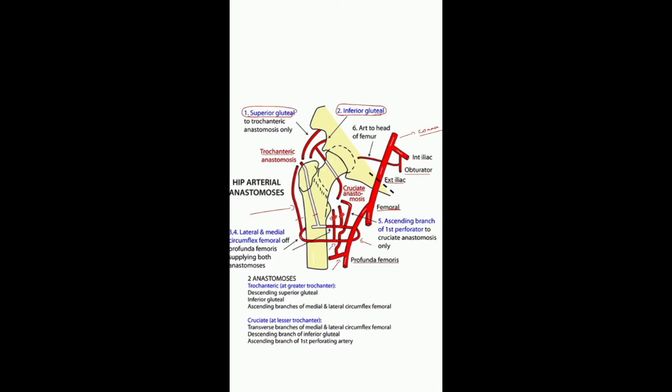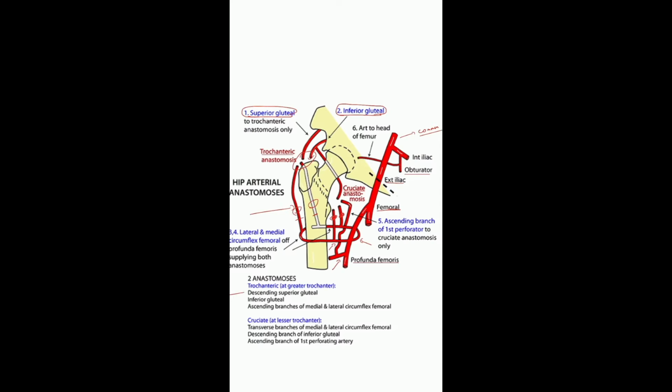Now, if we talk about the anastomosis itself, first we have the trochanteric anastomosis over here. The trochanteric anastomosis involves four different arteries. First, you have the superior gluteal here, and you have a branch of the inferior gluteal here. Sometimes the superior gluteal is called the descending superior gluteal. It's just the same artery. They call it descending because it goes downwards. And then you also have the ascending branches of the lateral and medial circumflex femoral, which is this one and this one.